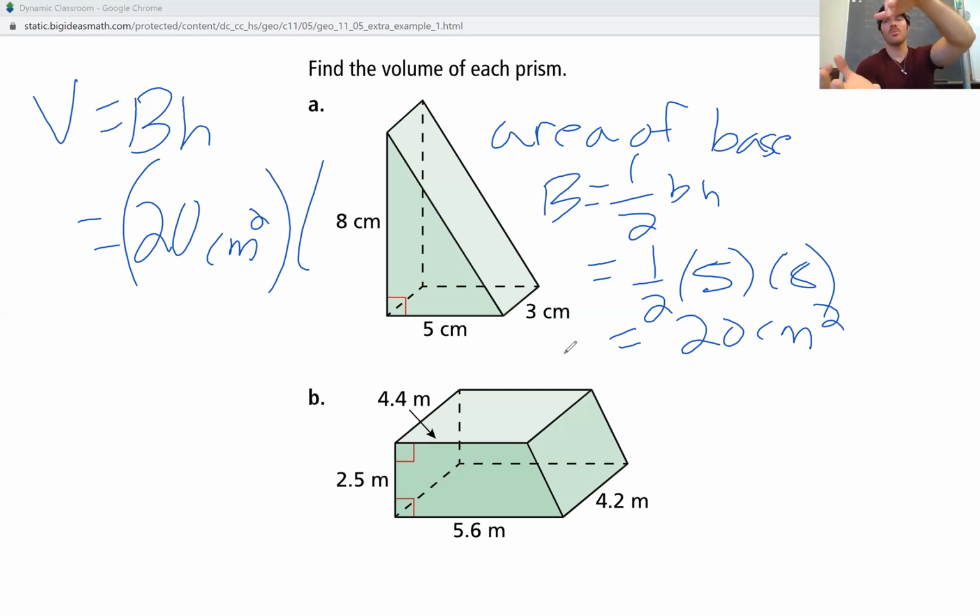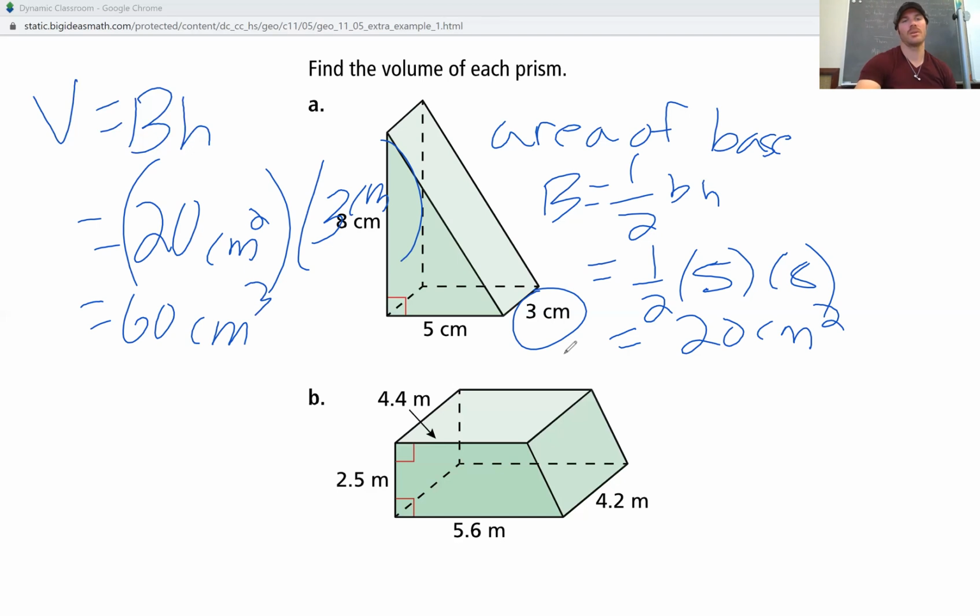Now the height is not 8 in this case. We just took that whole prism and put it on its side. And now the 3 is the height here. So 3 centimeters. And that gives you 60 centimeters cubed, or cubic centimeters. And that's your answer. That's the volume of that prism.